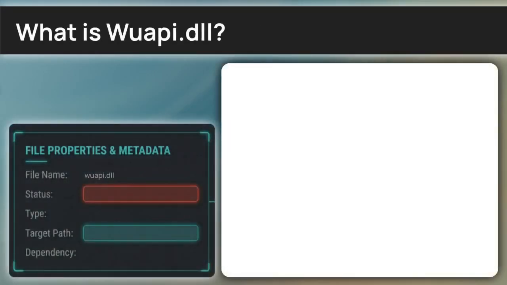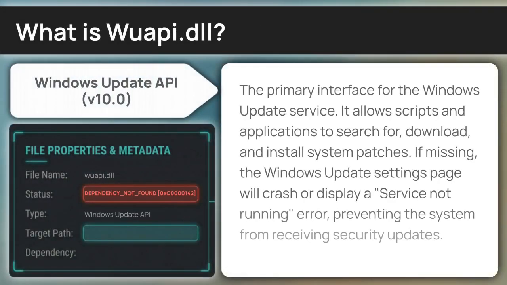This is the Windows Update API, the primary interface for the Windows Update service. It allows scripts and applications to search for, download, and install system patches. If missing, the Windows Update settings page will crash or display a service not running error, preventing the system from receiving security updates. Enough of the technical side. Let's get these files back onto your system.